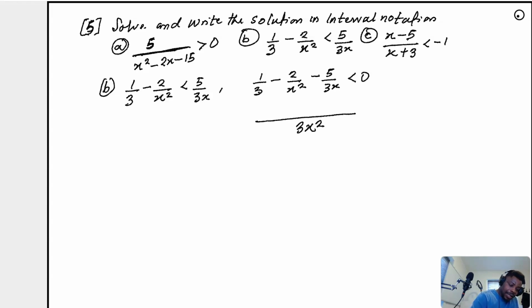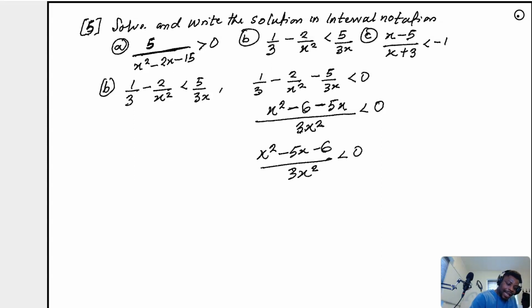How many 3s can you get in 3x squared? 3 cancels 3, you have x squared. x squared times 1, that is x squared. 3x squared divided by x squared, x squared cancels x squared, you have 3. 3 times 2, that is 6. 3x squared divided by 3x, 3 cancels 3, x cancels x. You still have 1x here times 5, 5x. So in this case, I can rearrange this. If I rearrange this, this is what I have.